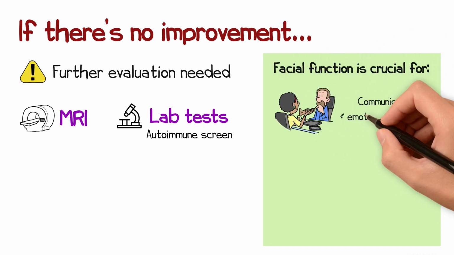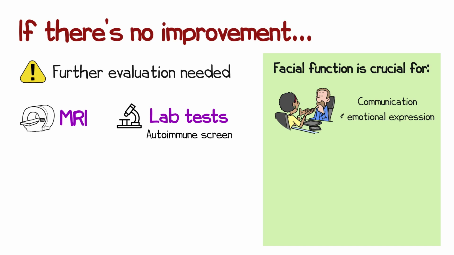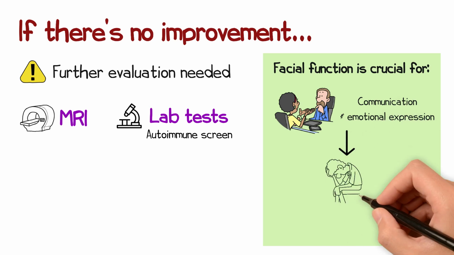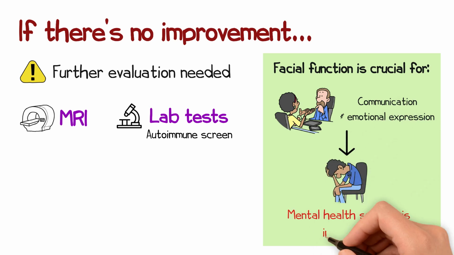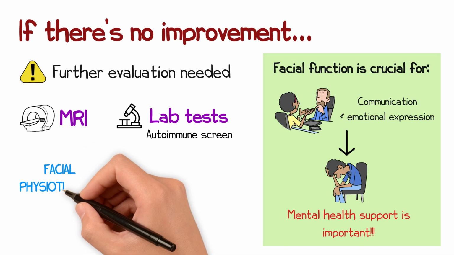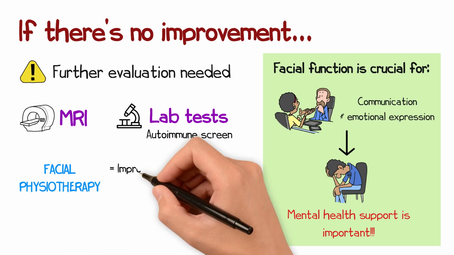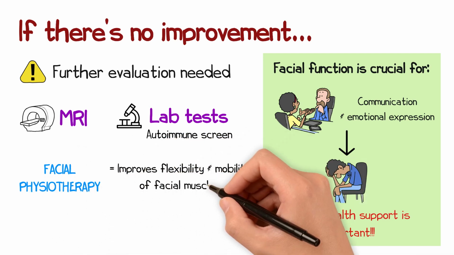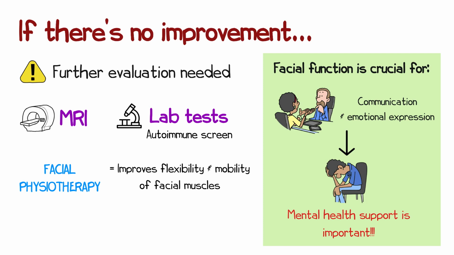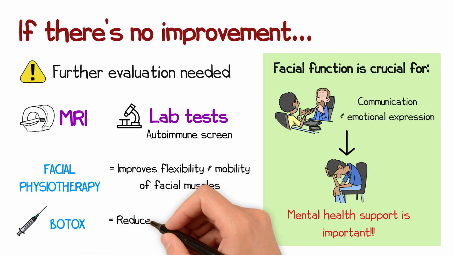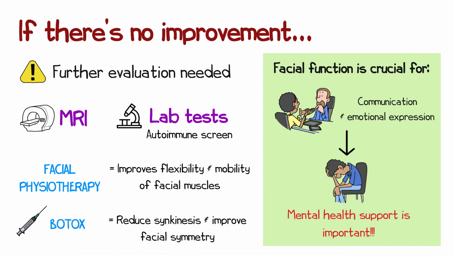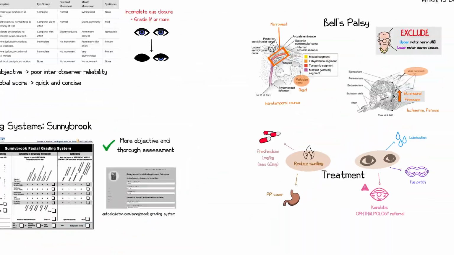Facial function plays a crucial role in communication and emotional expression. Therefore, facial nerve palsy can significantly affect psychological well-being, so mental health support is important. Facial physiotherapy helps to restore movement by improving flexibility and mobility of facial muscles through gentle stretching. In some cases, Botox can be used to reduce synkinesis and improve facial symmetry.